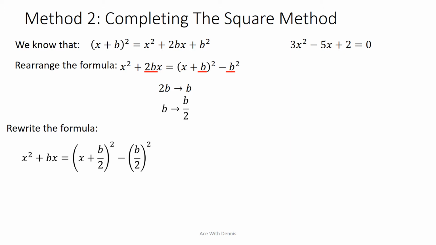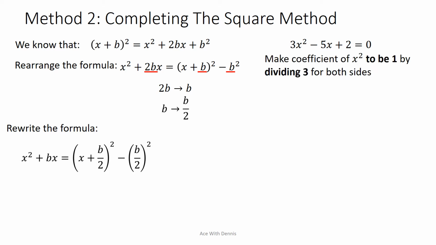Now, let's apply this formula to the equation. 3x squared minus 5x plus 2 equal to 0. We need to make the coefficient of x squared to be 1 by dividing both sides by 3. Therefore, it becomes x squared minus 5 over 3 x plus 2 over 3 equal to 0.